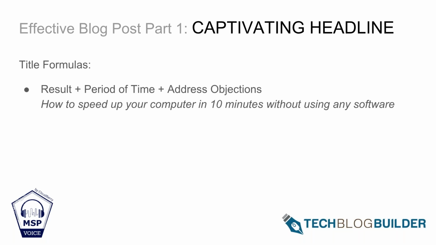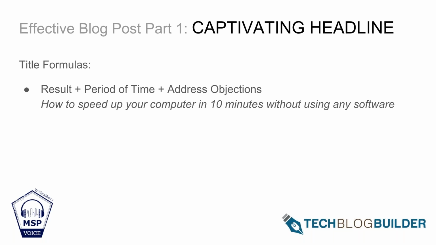A good formula to think about is result plus period of time plus addressing any objections, all within the title. So you really want to give them everything they can expect from that blog post in the title. For example, here's a title: how to speed up your computer in 10 minutes. How to speed up your computer is the result they're going to get. They're going to get a faster computer. The period of time is in 10 minutes. Okay, so it's not going to take me that long. Awesome. Without using any software.